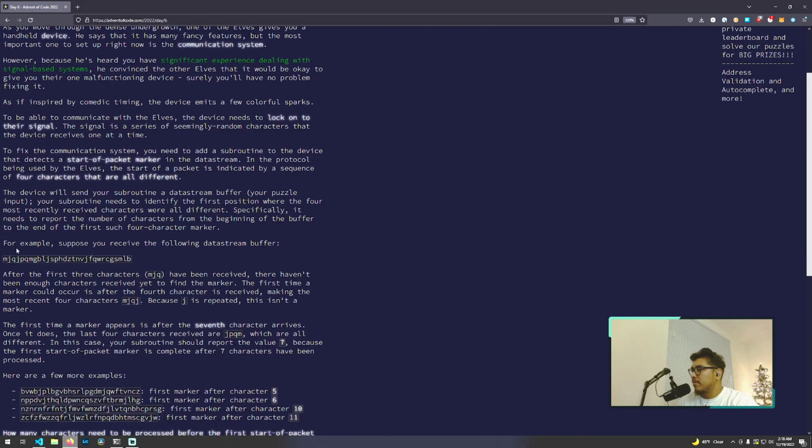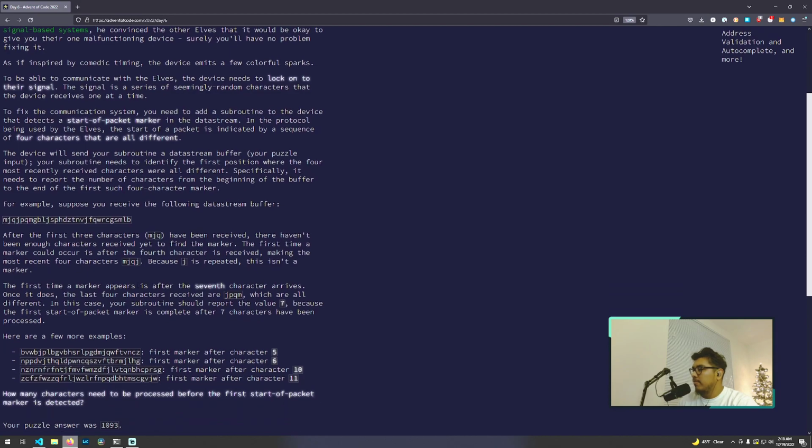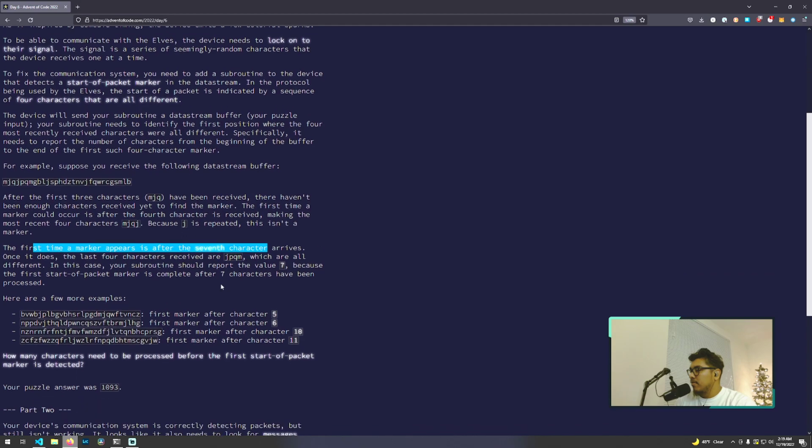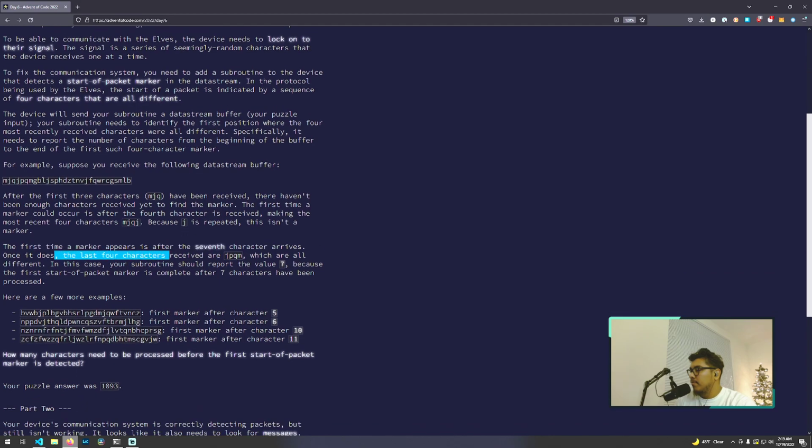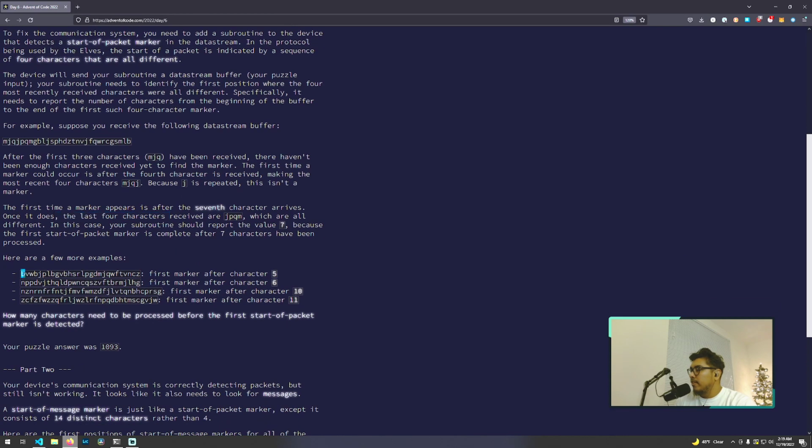So a buffer is 4 characters. So we're looking for, after the first 2 characters have been received, there haven't been enough characters received yet to find the marker. So you're looking at this in sections of 4s.